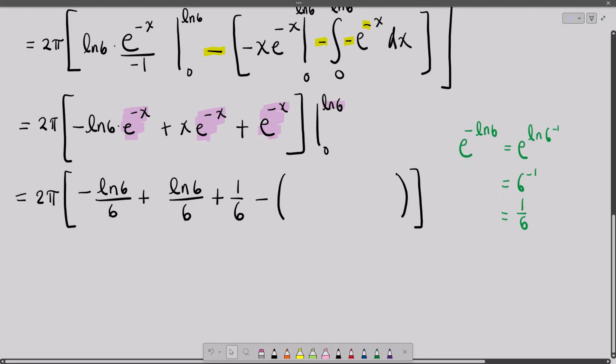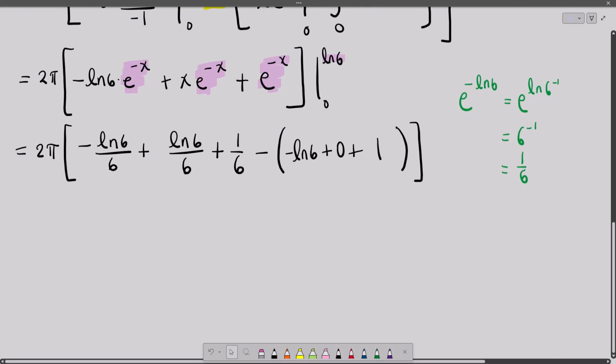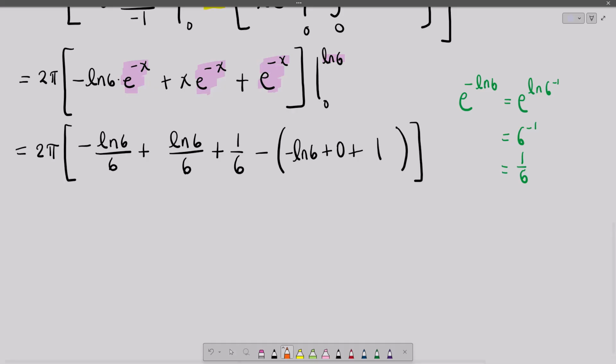Well, e to the 0 is 1. So we're going to have minus natural log of 6 times 1. Here, we're plugging in 0. So we're going to have 0 multiplied by 1, which is 0. And then here, we have a 1. We'll have all that. So these two cancel each other out. And what are we left with?